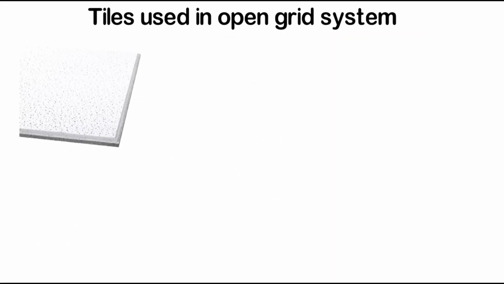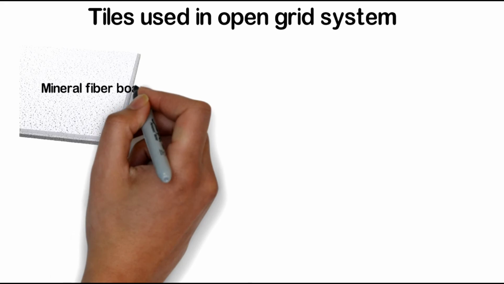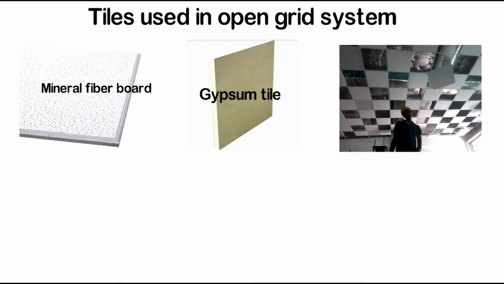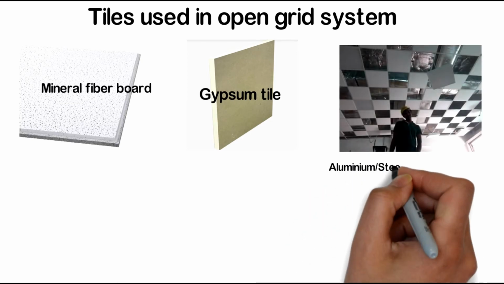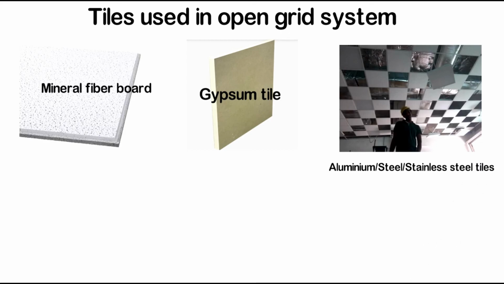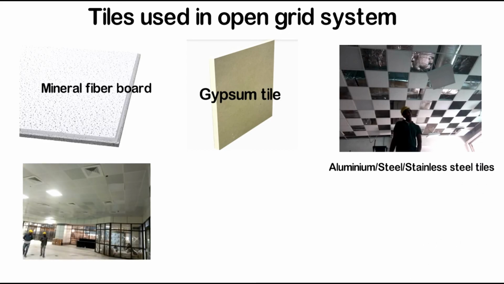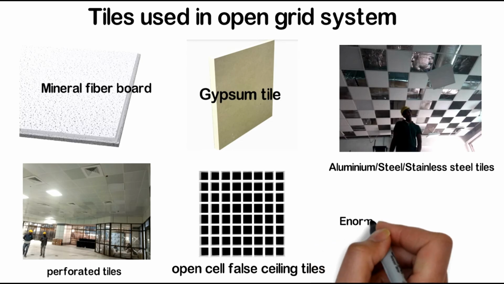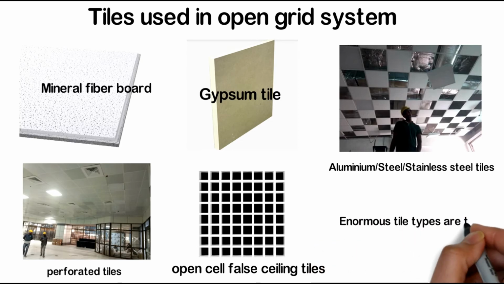Tiles used in open grid system. The only thing is that the grid will be the same. The tiles you can change. There is mineral fiber board, gypsum tile you can use. You can use metal tiles. All are 600 by 600, 2 foot by 2 foot size. And metal, steel, stainless steel, everything is available. Perforated and open cell false ceiling tiles, and there is an enormous amount of tiles available in the market.